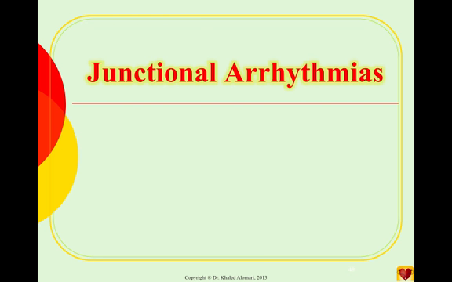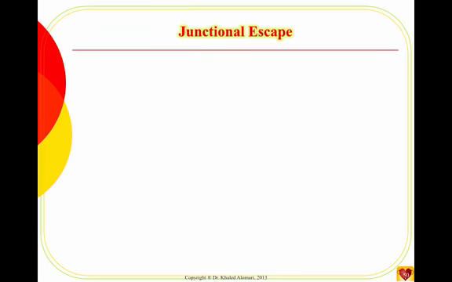Now let's move to the junctional arrhythmia. Remember, junctional has to do with the AV node. The first one I'll talk about is junctional escape. Again, as I told you, there are some rhythms with one thing that's classical about them, and that's what I identified. For the junctional rhythm, the major classical thing about it is the inverted P wave.